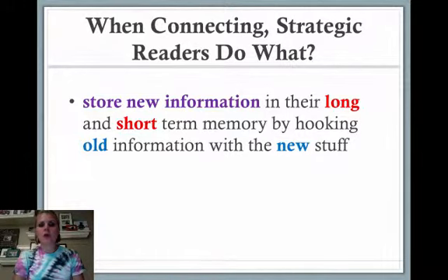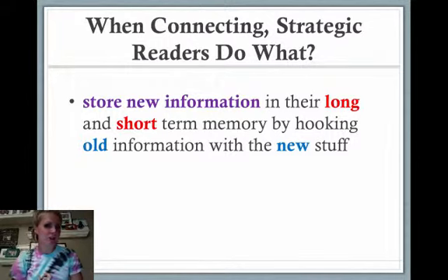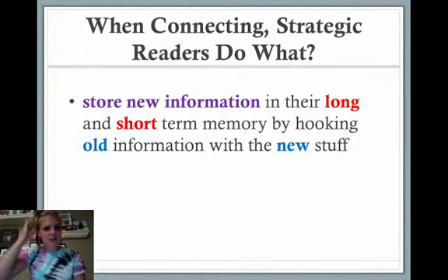So when connecting, what do strategic readers do? And we want you to be strategic readers, meaning you use your reading strategies. Strategic readers store new information that they're getting from the text in their long and short-term memory by hooking old information with the new stuff. So you're basically taking that information you already have stored in your brain, taking it out of the file cabinets, getting out a hook and going and reeling the new stuff in so that you can't forget it because you're connecting it to something that you've already got up there.